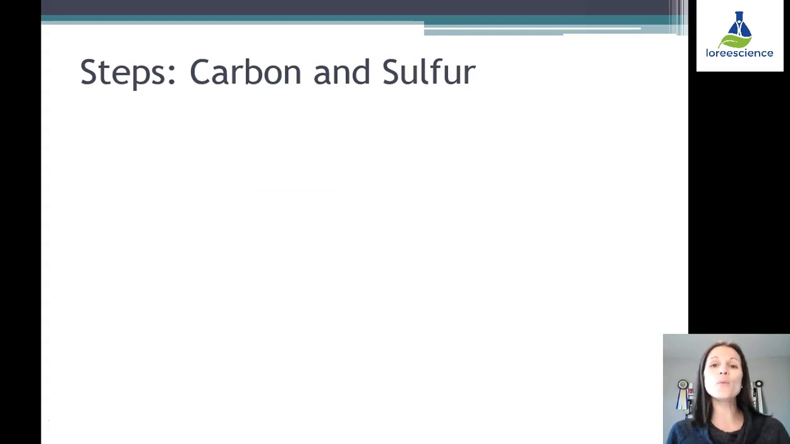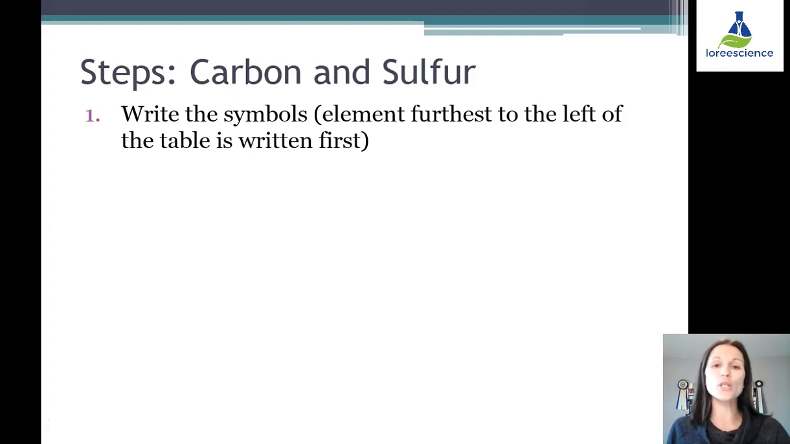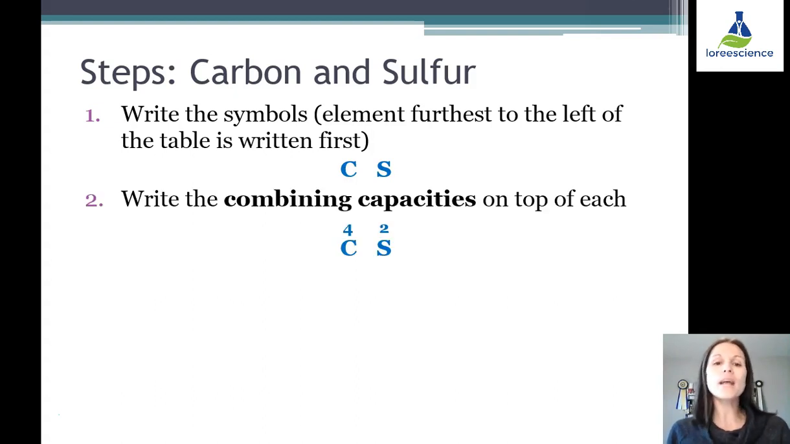So for example, if we want to come up with a formula for carbon and sulfur, the first thing we want to do is write down the elements in the order that they occur left to right on the periodic table. So you write the carbon, C, and the sulfur, S. Now you write the combining capacities on top of each. So carbon needs 4 more electrons, so it has a combining capacity of 4. Sulfur needs 2 more, so you write the 2 above the letter S.